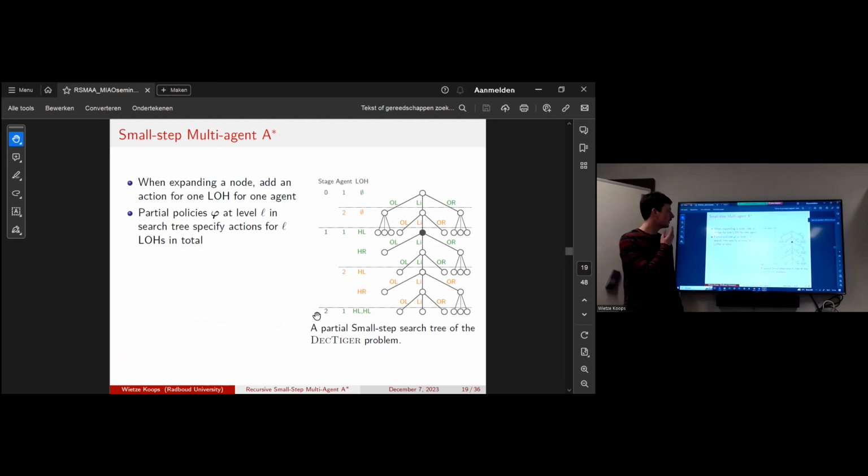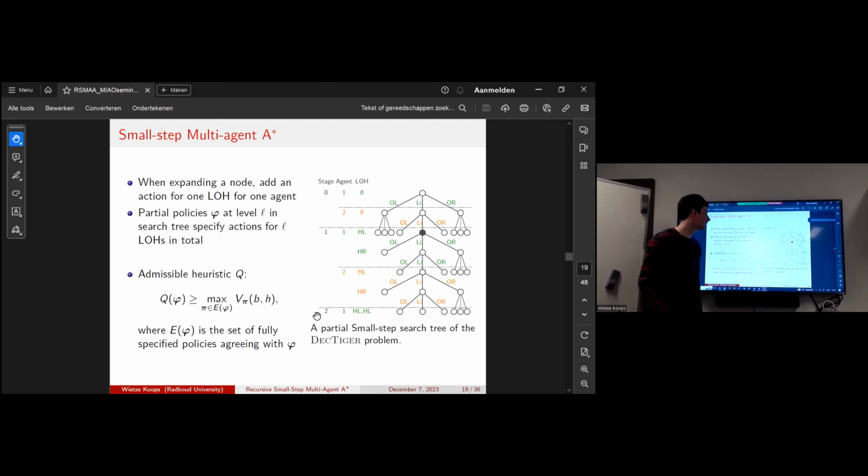Okay, so in small step multi-agent A star, when expanding a node, you add an action for only one local observation history for one agent, and that means that partial policies at level L in this tree are going to specify actions for L local observation histories in total. So that's what this tree looks like.